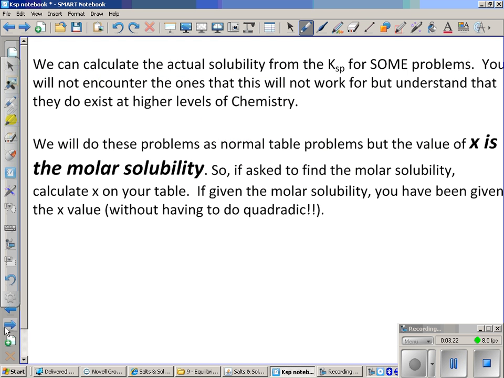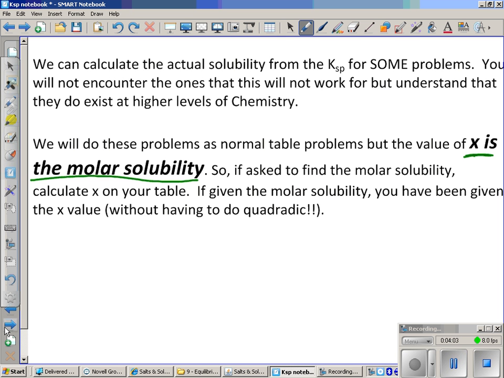This is so important. You're at home, get something like bright, dark, something that makes it stand out. This part right here that I've already bolded for you is so important. In our calculations, in the tables that we do, which by the way we're still going to use for KSP, when we find X, whether we use the quadratic or take the square root, X is the molar solubility. The X value is the molar solubility.